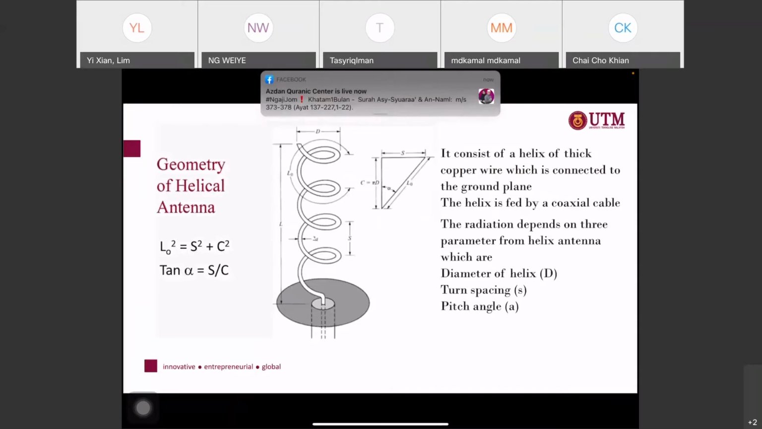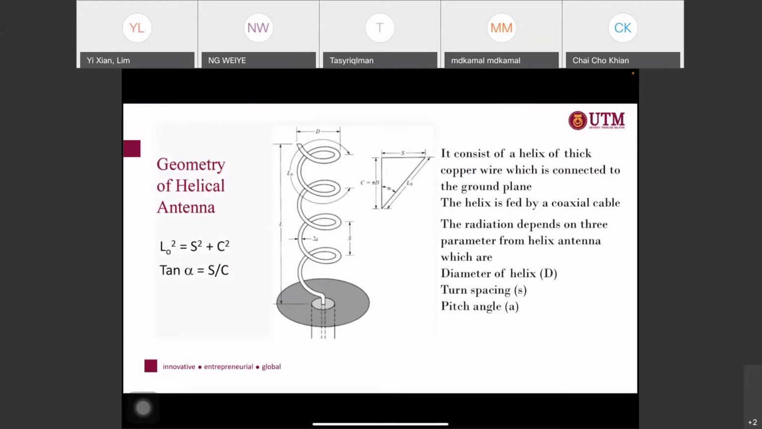The most important things are your diameter, your circumference, your separation, as well as the total length. You can find all these values when you know the design specification later on.